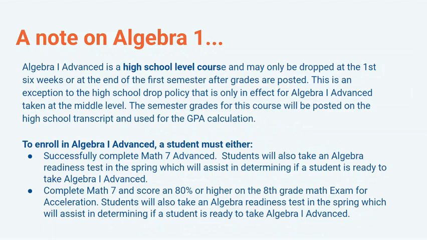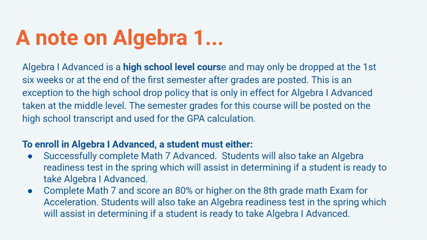Another note on Algebra 1. Algebra 1 Advanced is a high school level course and may only be dropped in the first 6 weeks or at the end of the first semester after grades are posted. So if you get into this class and it's overwhelming to you, there are certain times in the first semester you can drop it. This is an exception to the high school drop policy and only in effect for the Algebra 1 Advanced taken at the middle school level.